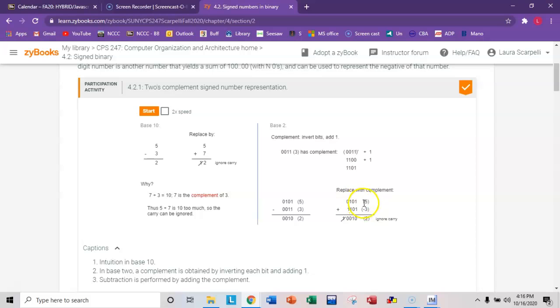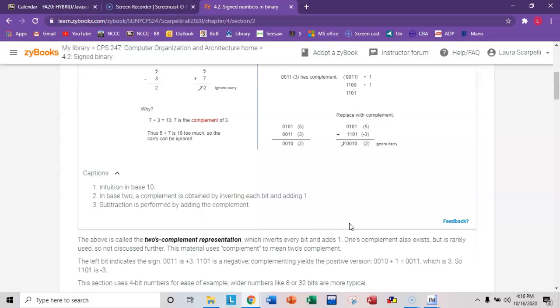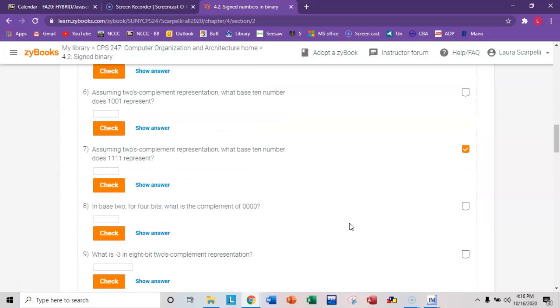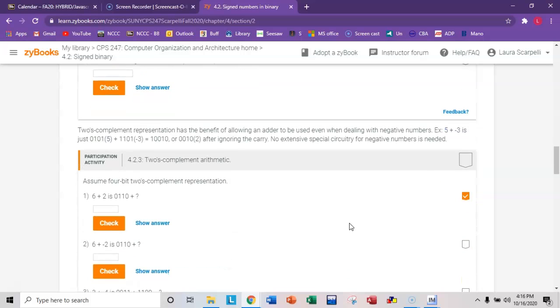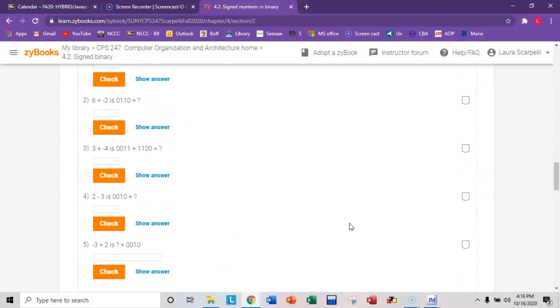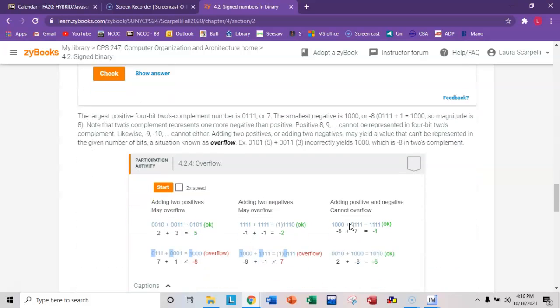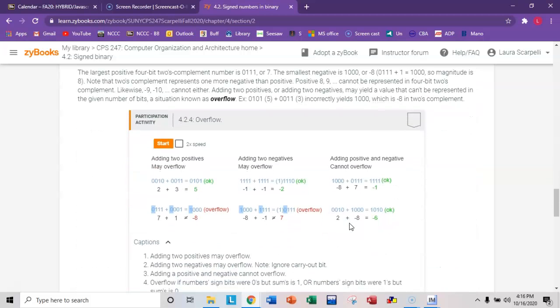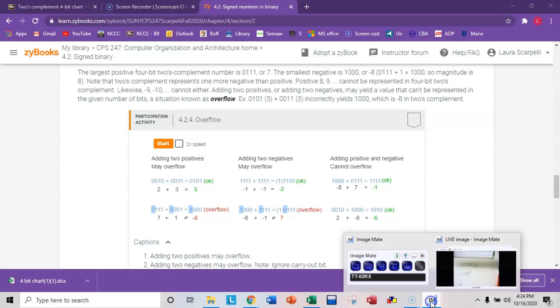And so notice what you've done. You've added a positive number, there's a 0 there, with a negative number, a 1 there, and you've ended up with a positive number. That works out just fine. But there is a situation where you may end up with overflow. Overflow being the number's too large to fit in the 4 bits allocated. And so this is explained a bit here, but I wanted to show you some examples that we did in class.